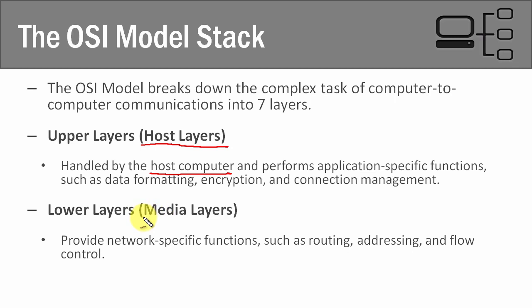Now, the lower layers are the layers that we call the media layers, and these are network-specific layers. So these are the activities that happen on the network, such as the routing, the MAC addressing, and the flow control of the data going across the network.